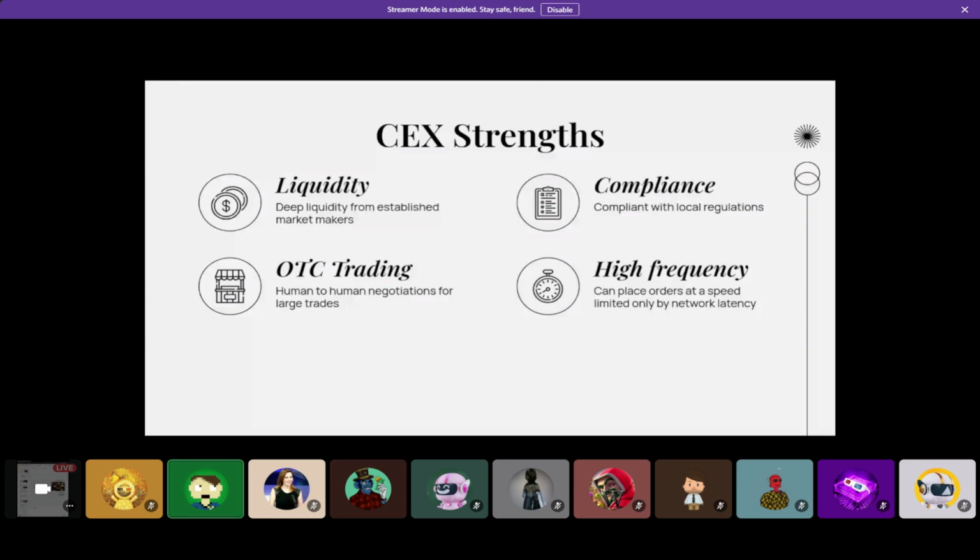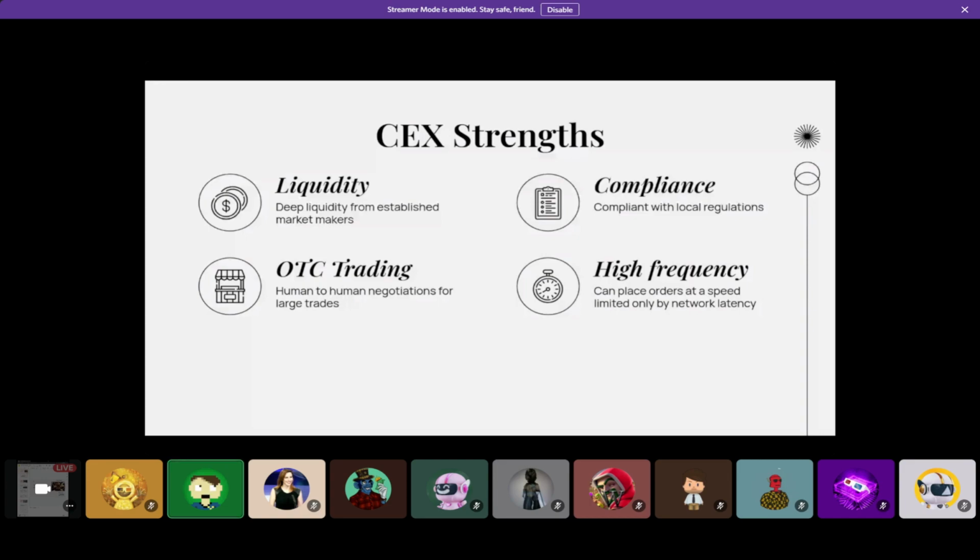Another big advantage is that you can do over-the-counter trading, which is basically you can negotiate with other humans if you're buying a large amount of currency. And that can be advantageous in some cases if you have a good relationship, or you have certain things that the other party wants, or you can structure deals in a very customized way with another human. And you'll see how it's different from DeFi when I talk about DeFi, but it's not usually the case. And another advantage is that the trading can be very high frequency.